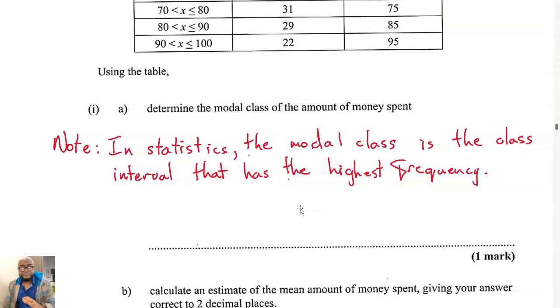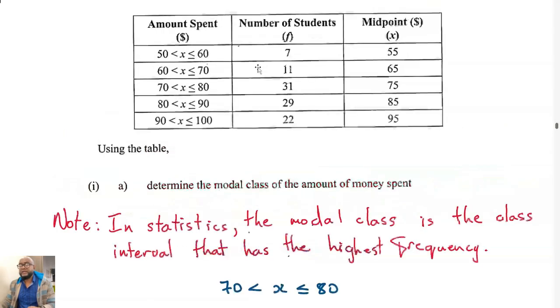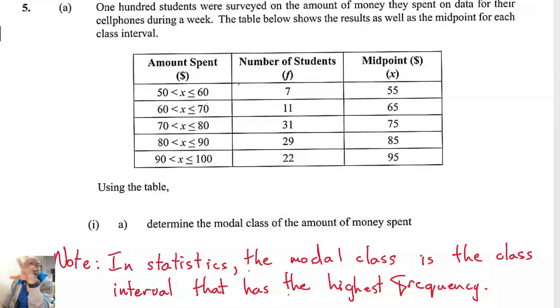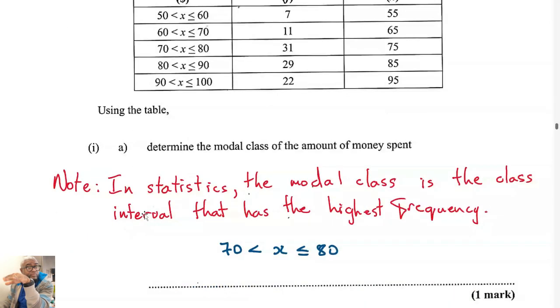Right. So your modal class is simply, you're writing it like how it is there, right? 70 less than X less than or equal to 80. Right? That's my modal class, or the class with the most amount of students in it. Who doesn't understand? Everybody good there? Disha, you good there? Modal class, right? You'll write it. You put in 5A1, part 1, write my note, put my answer.